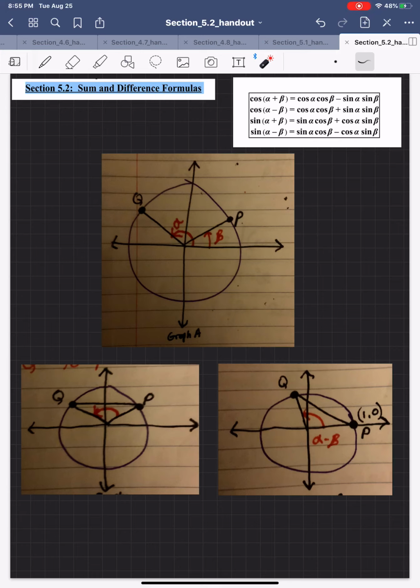Okay, so we're in section 2, chapter 5, and the topic for this section is a few different formulas, what we call the sum and difference formulas. What I've done is I've parked these sum and difference formulas, taken from your formula sheet, here so that you can apply them. This is going to be a fairly short video, I hope.